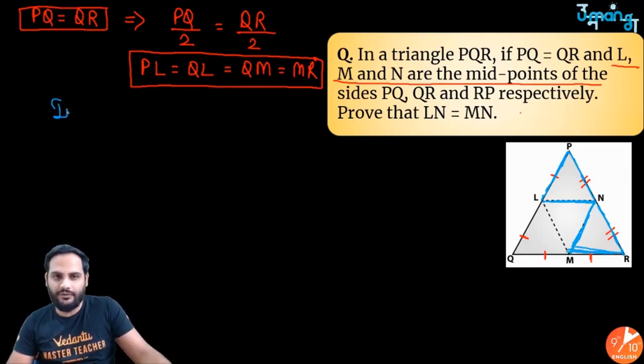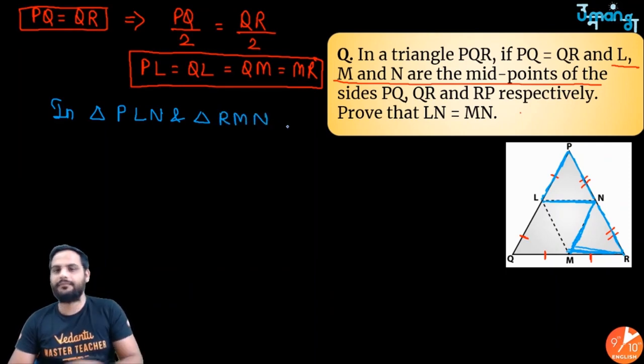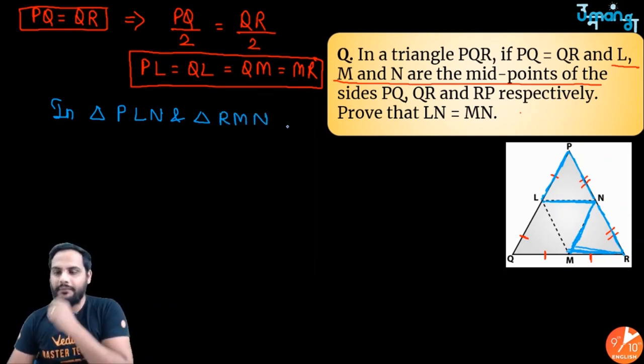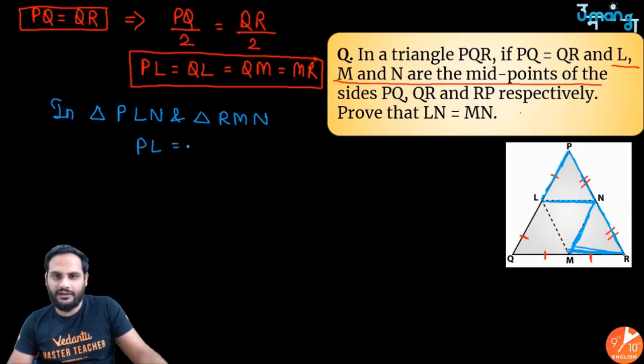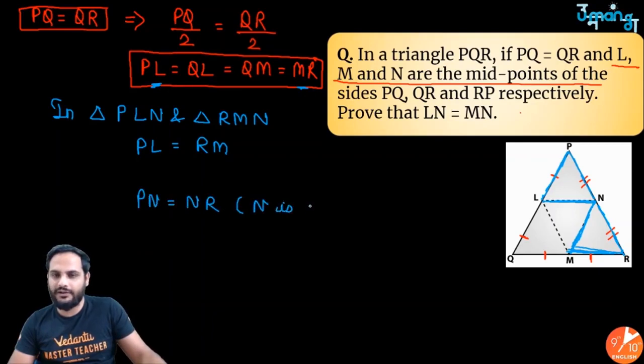So I will say in triangle PLN and triangle RMN. PLN and RMN. Look, first thing I can say for sure, before proving this, first thing I can say is PL is equal to RM, given. PL and RM are equal. Look, PL and RM are equal. Second thing, PN is equal to NR because N is the midpoint as well.